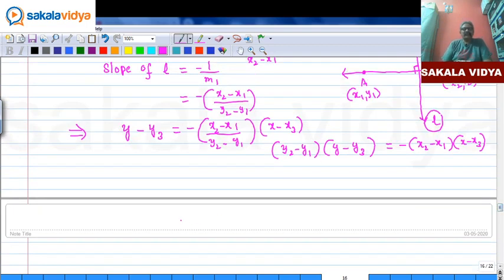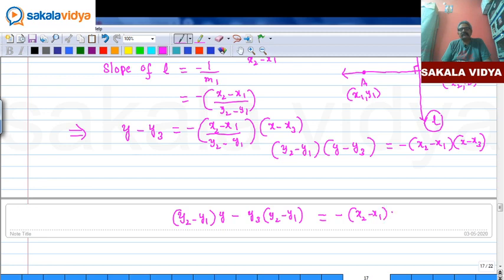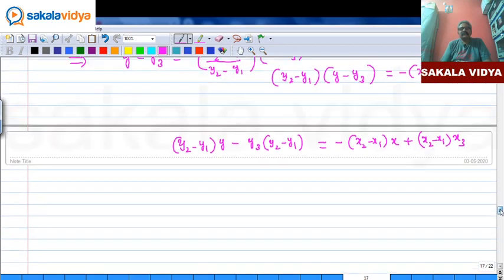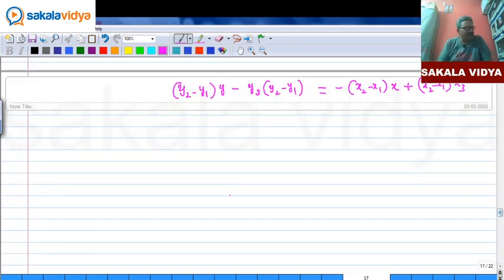So, now this can be written as y2 minus y1 into y, minus y3 into y2 minus y1, equals minus x2 minus x1 into x, minus into minus plus x2 minus x1 into x3. It is not lengthy. Please try to find any mistake I commit; that is the task I have given you today.